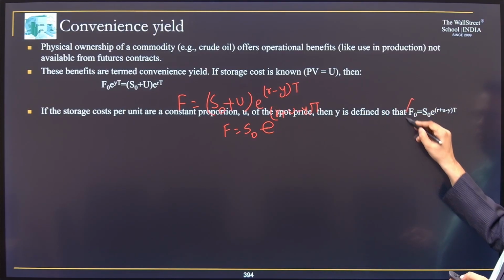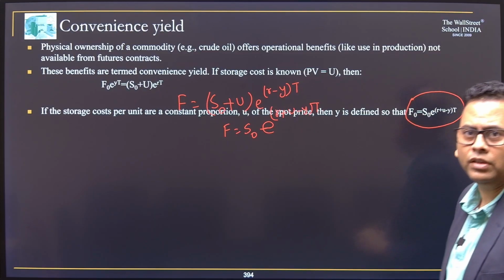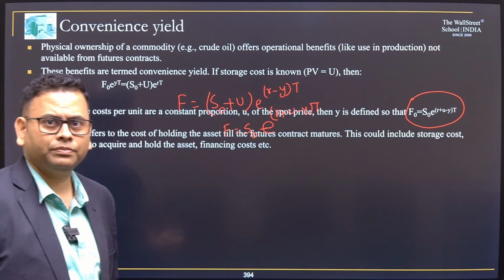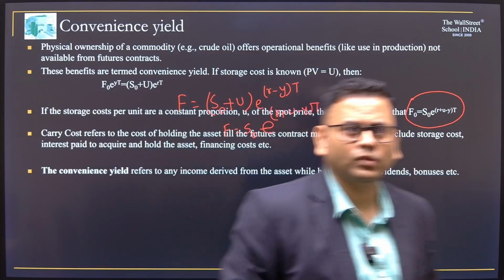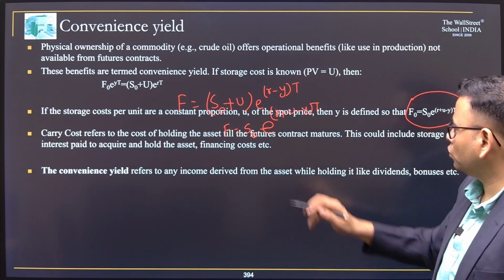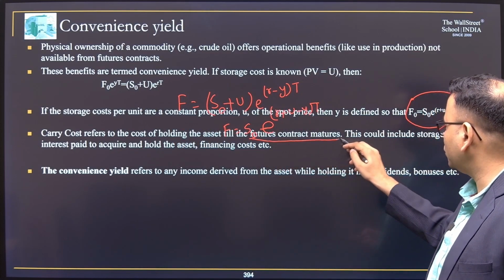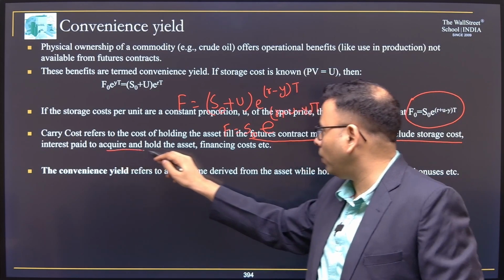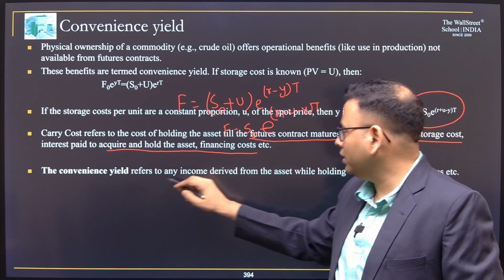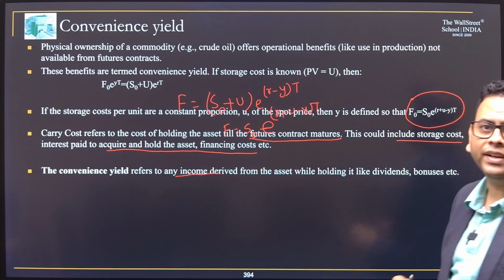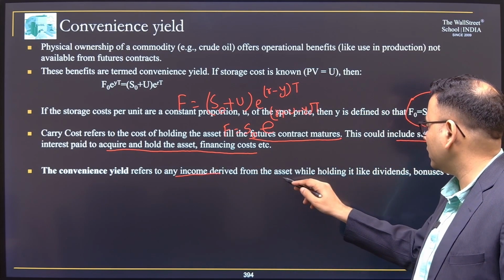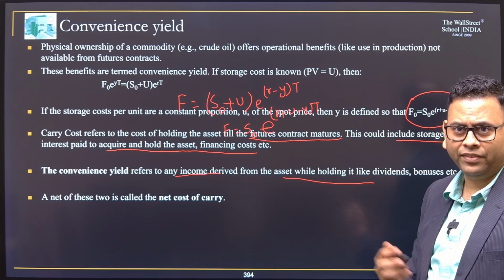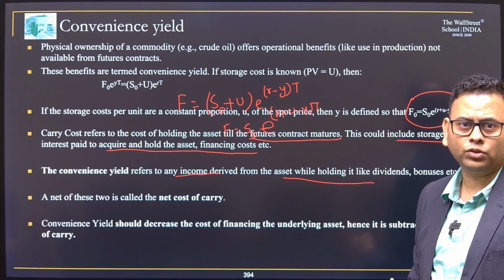So this is the formula in case the storage is also in percentage. Cost of carry refers to the cost of holding the asset till maturity. This would include your storage cost or interest paid to acquire the asset. The convenience yield refers to any income derived by holding the asset. And the net of these two is called net cost of carry.